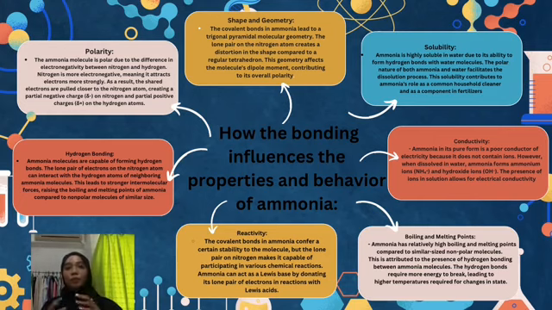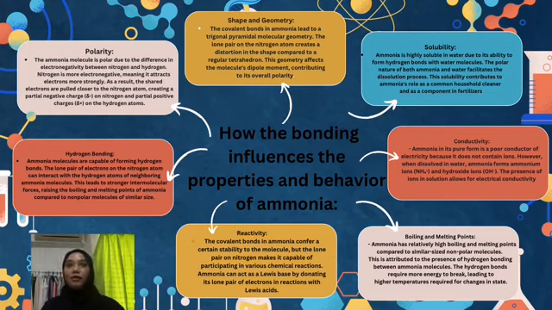Next is conductivity. Ammonia in its pure form is a poor conductor of electricity because it does not contain ions. However, when it dissolves in water, ammonia forms ammonium ions and hydroxide ions. So, due to the presence of ions in solution, it allows for electrical conductivity.